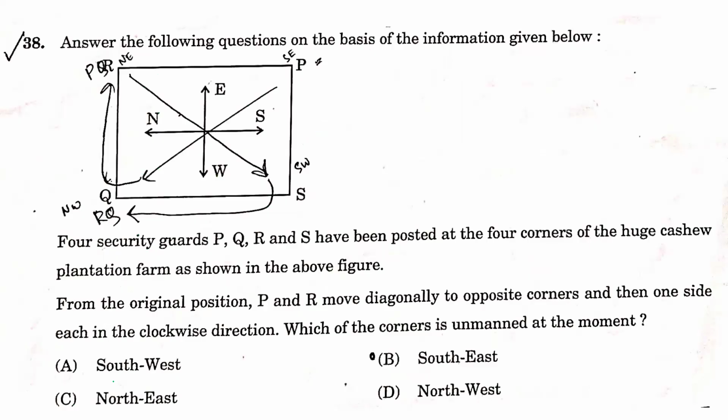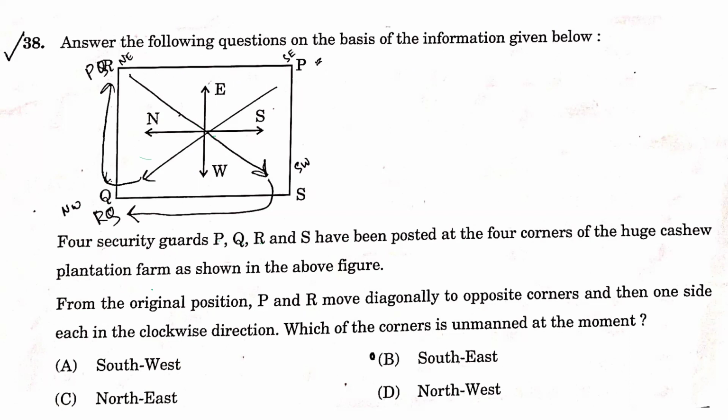Next coming, this is also a diagram based question. Look into it very nicely. Answer the following questions on the basis of the information given below. Here you can see a compass which is showing east, west, north and south. 4 security guards P, Q, R and S have been posted at the 4 corners of the huge cashew plantation farm as shown in the figure here.